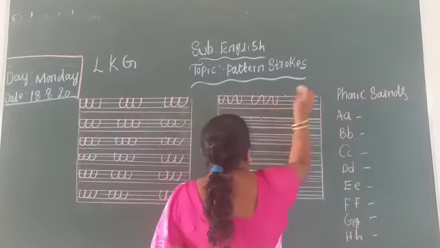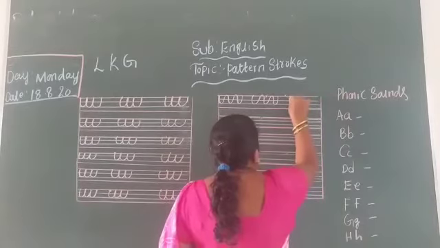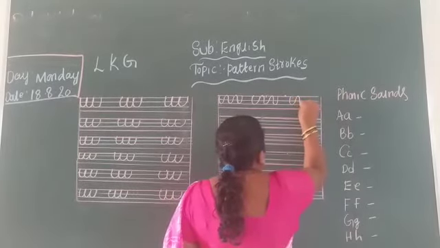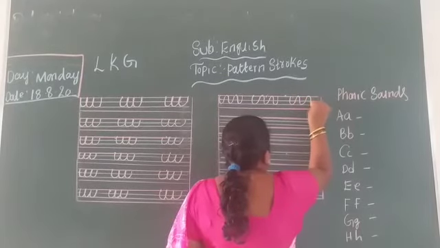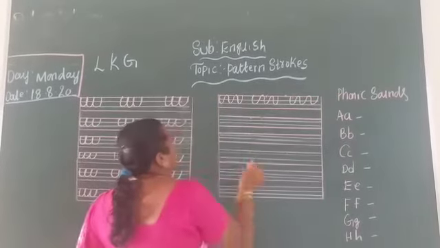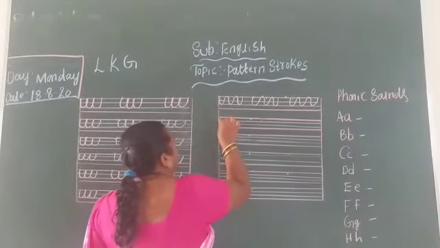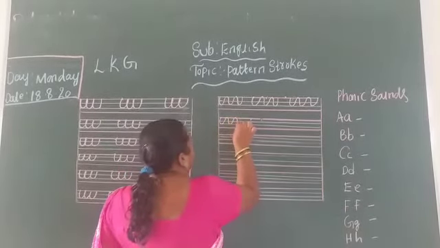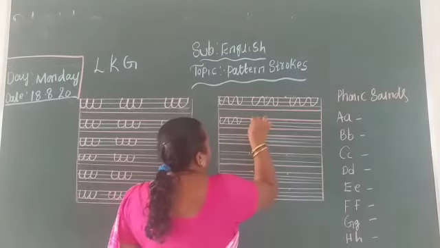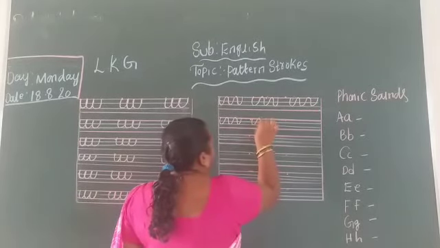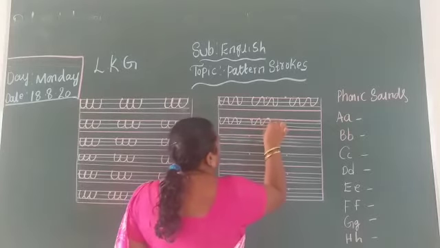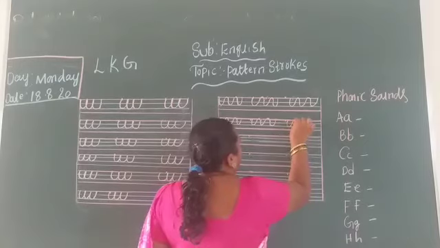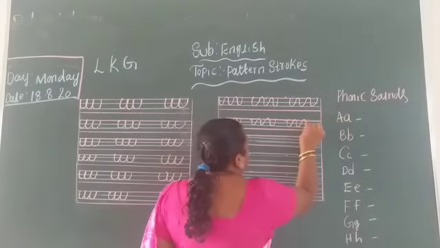And like this. What is this, children? Pattern strokes. Come and touch the red line, blue line, again go up, again come down, again go up, again come down, again go up. What is this, children? Pattern strokes. See, touch like this, go up, again come down, go up. Again come down, go up. Touch the red line, go to the blue line, touch the red line, go up, again come down, again go up. What is this? Pattern strokes. What is this, children? Pattern strokes.